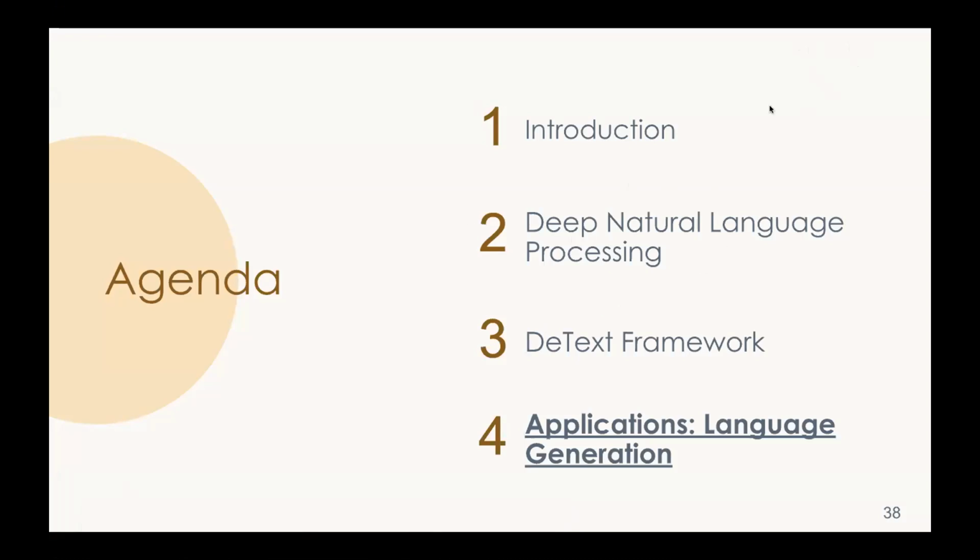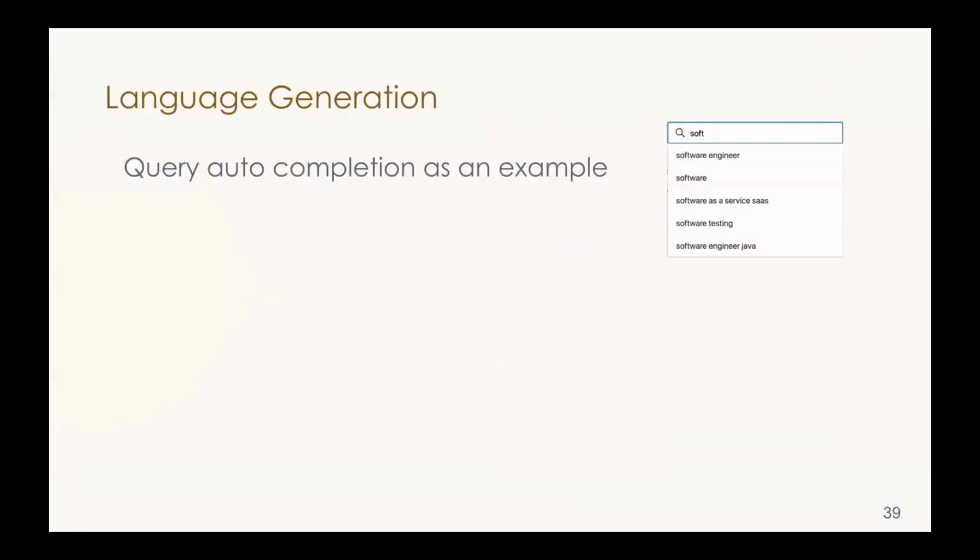Yes. Okay. So now let's go with the topic of how we can apply DeText in language generation. In this section, we'll use query autocompletion as an example to illustrate the usage of DeText in language generation. Query autocompletion is a task where for a given user input, we generate a list of candidate suggestions. For example, as you can see here, if a user inputs soft, then the query autocompletion will pop up a list of candidate suggestions such as software engineer, software, or software testing for the user. Query autocompletion can greatly reduce the user's effort on keystroke typing and also help the user formulate better queries that result in more desirable search results.